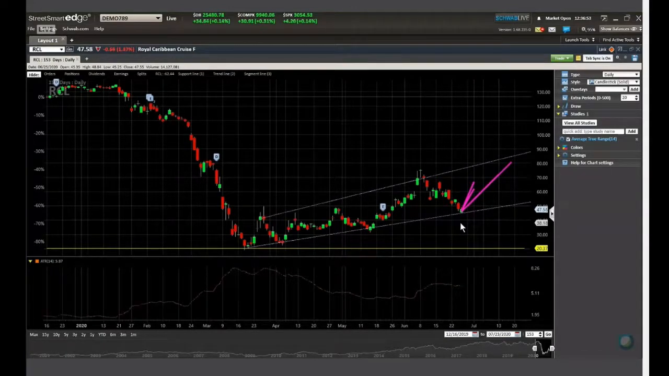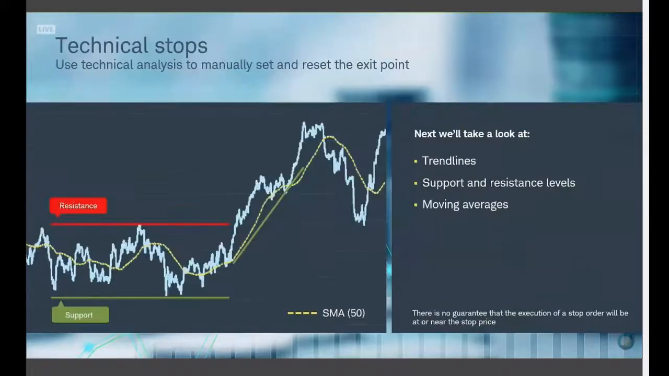All right, let's go back over and talk about something that I absolutely love. These are technical stops. Here you're looking for trend lines, all right? So we're going trend line, support and resistance levels, or moving average. And you can see a little bit of all of these. Let's start with trend lines.